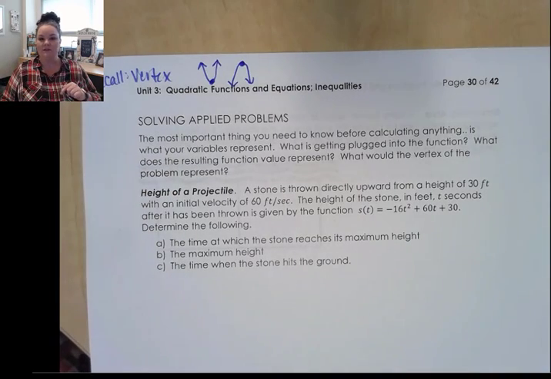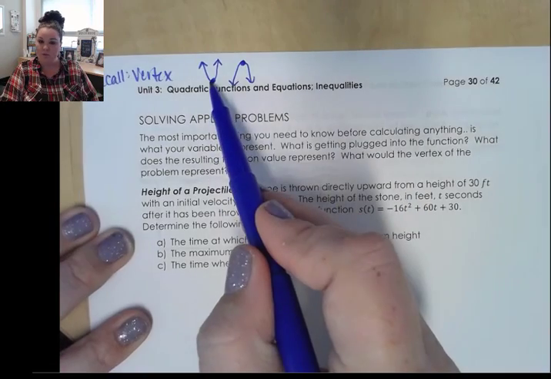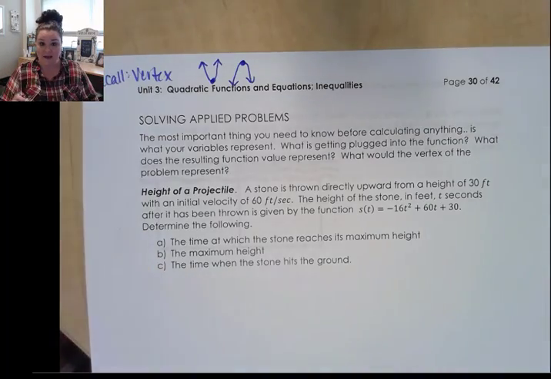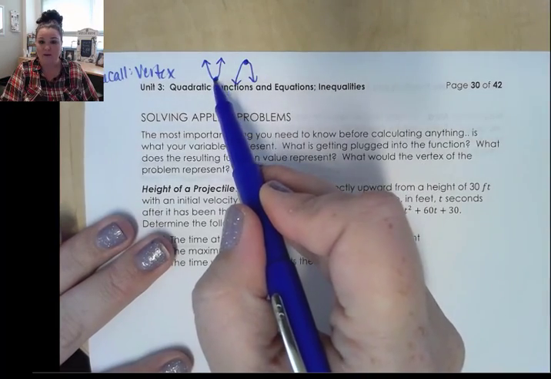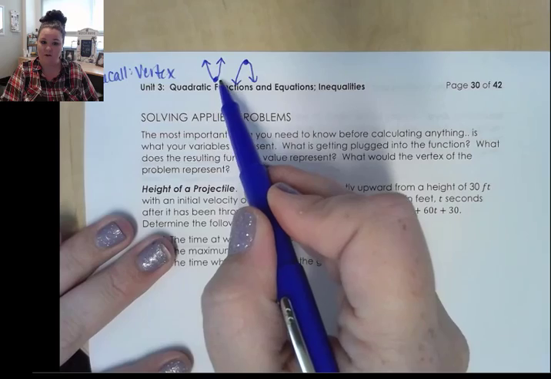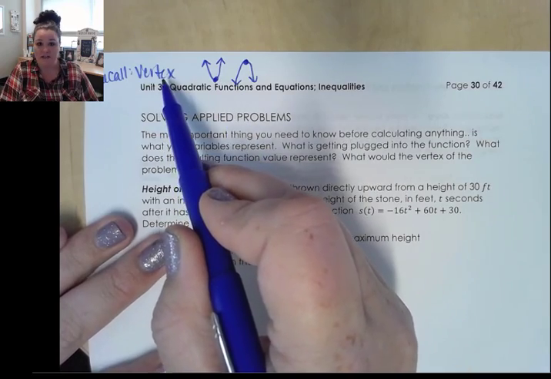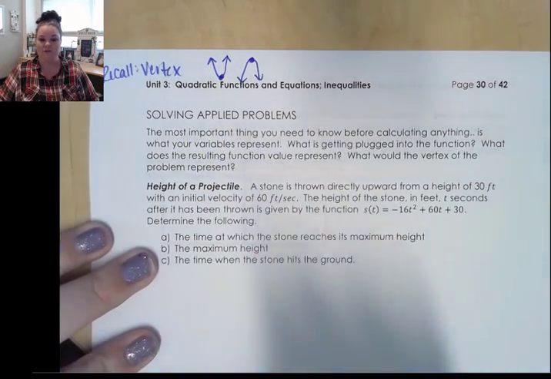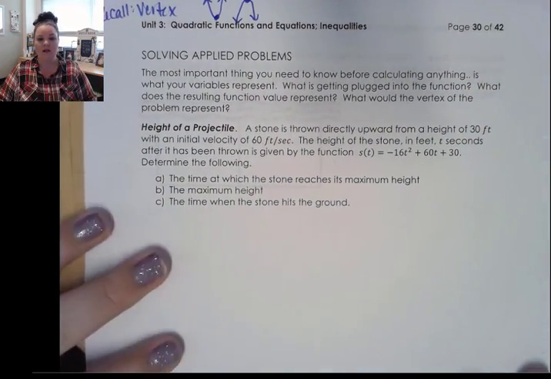So when you read through these problems, you need to be thinking, is this a reference point that could be the low point on a parabola or the high point on a parabola, or is it not, okay? If it's not talking about a minimum or maximum value, then we're not talking about vertex. We're talking about maybe just solving it normally for x. Okay, so let's read through our problem.